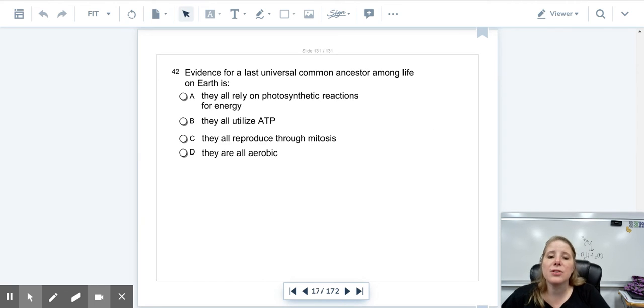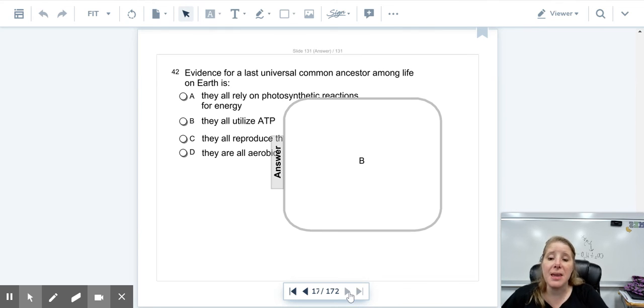Evidence for the last universal common ancestor among life is: 1, that they all rely on photosynthetic reactions, 2, they all utilize ATP, 3, they all reproduce through mitosis, and 4, they all are aerobic. So take a minute, decide what you need. Did you say B, they all utilize ATP? Good, because that's the one thing that all life forms do use.